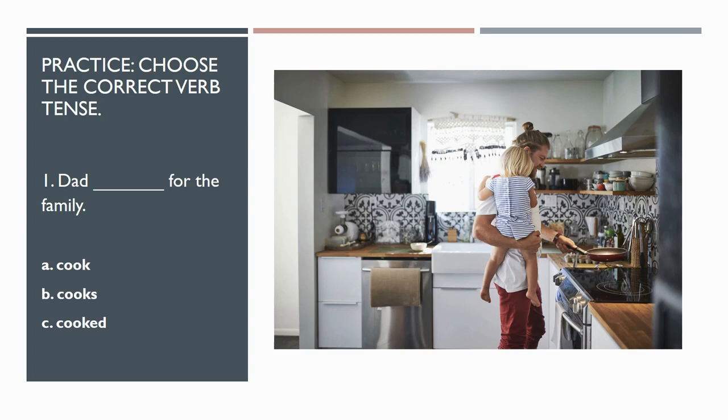Now it's time for practice, boys and girls. Alright, the instruction says choose the correct verb tense. Let's read number 1 together. Dad blank for the family. You have 3 words there. Cook, cooks, cooked. What is the correct verb tense? Absolutely, boys and girls. The correct verb tense is cooks.